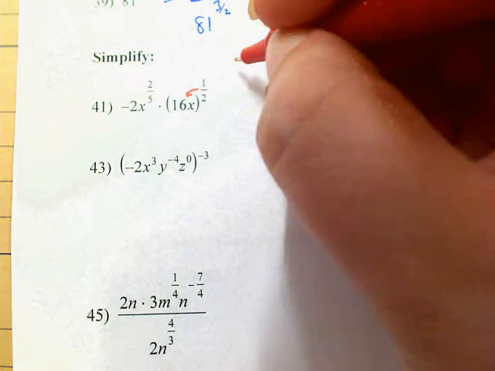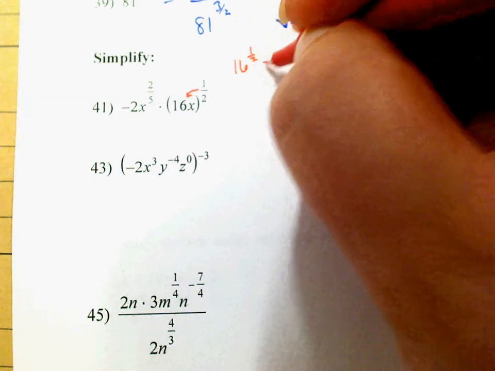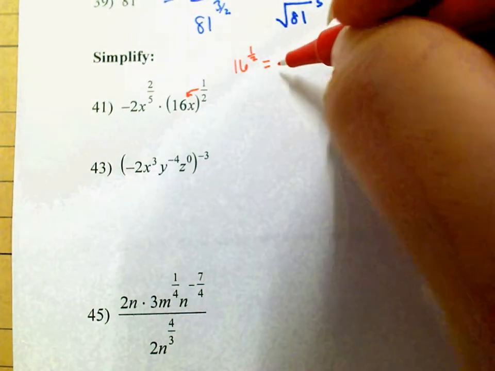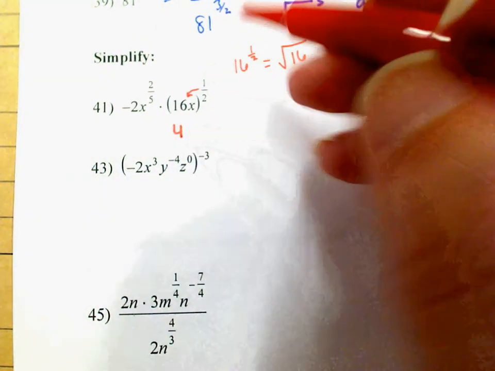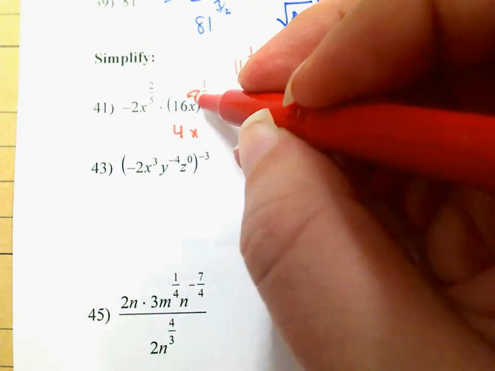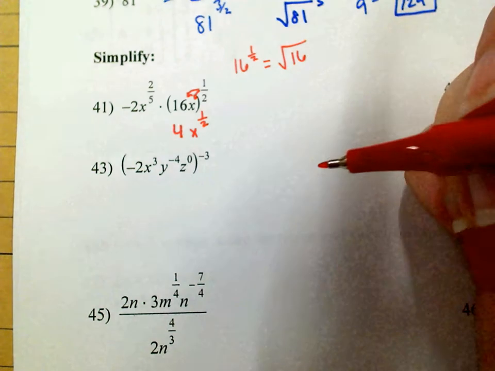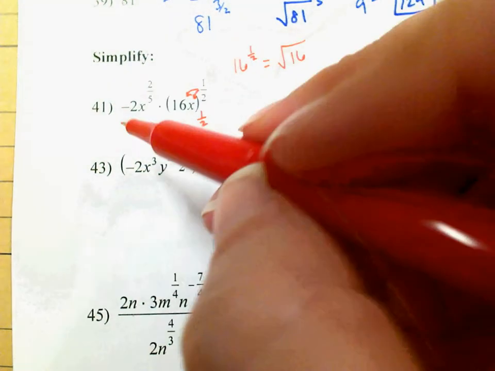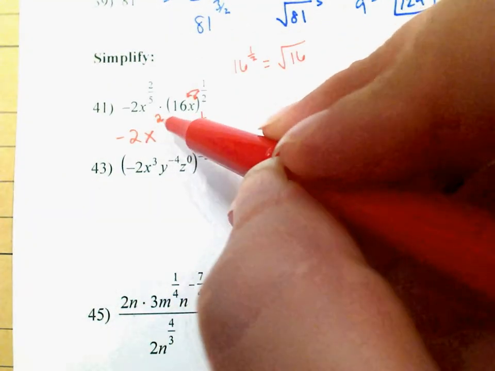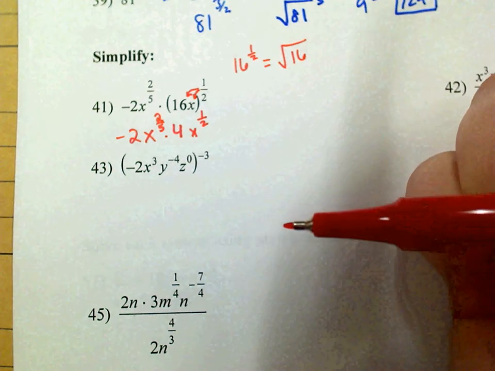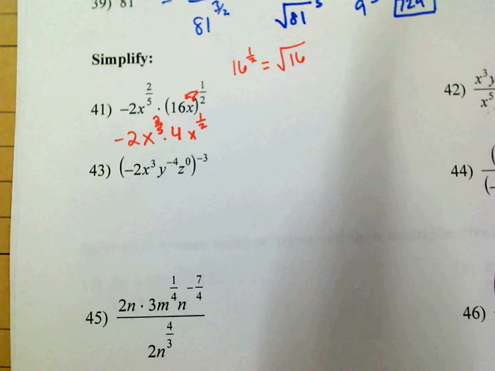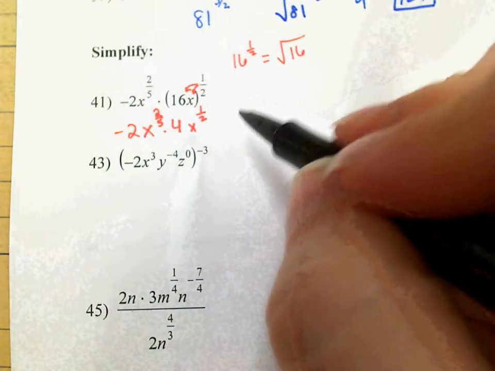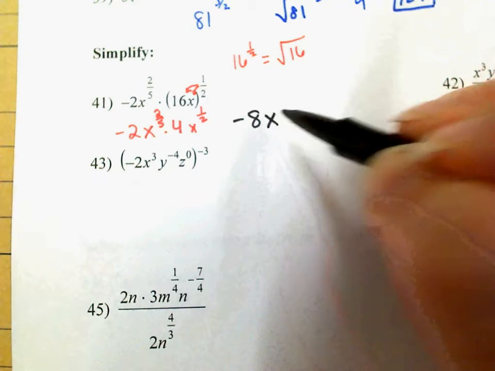16 to the 1/2 power means what to you? The square root of 16, which is what? 4. So that's really just a 4. And this is x to the 1/2. So I've got negative 2x to the 2/5 times 4x to the 1/2. So I multiply the numbers and I get what? What's negative 2 times 4? Negative 8. And then I get x to the, well, what's x to the 2/5 times x to the 1/2?